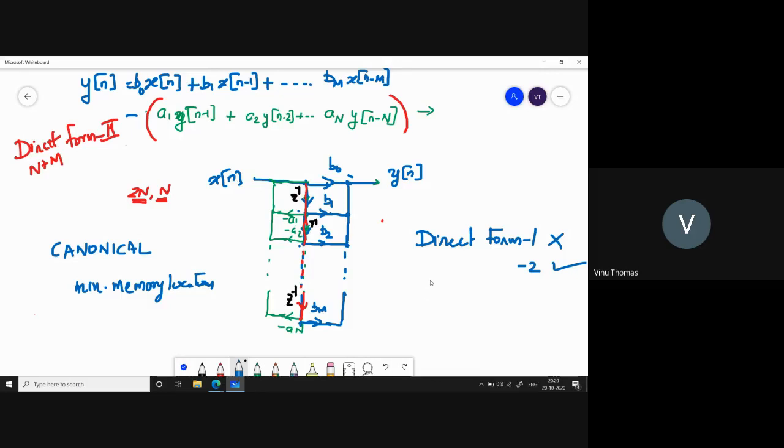So if you solve a Karnaugh map correctly, you end up with what is known as a canonical structure. The least number of gates are required to implement the canonical structure. Likewise, the least number of memory locations are required to implement a canonical structure. So direct form 1 is not canonical, whereas direct form 2 is a canonical structure. So let us do some examples.